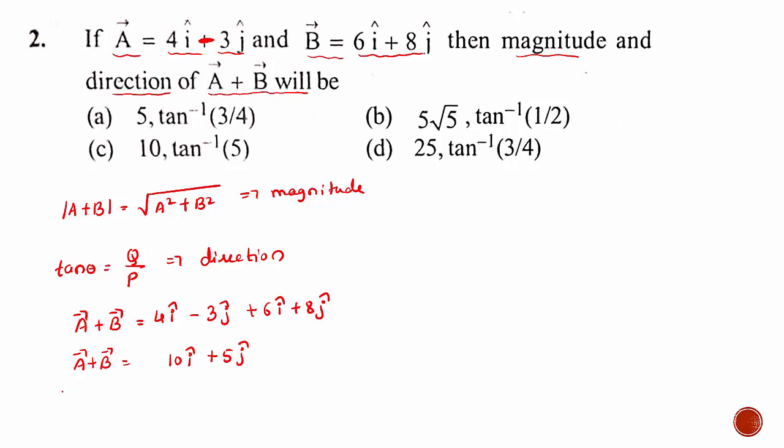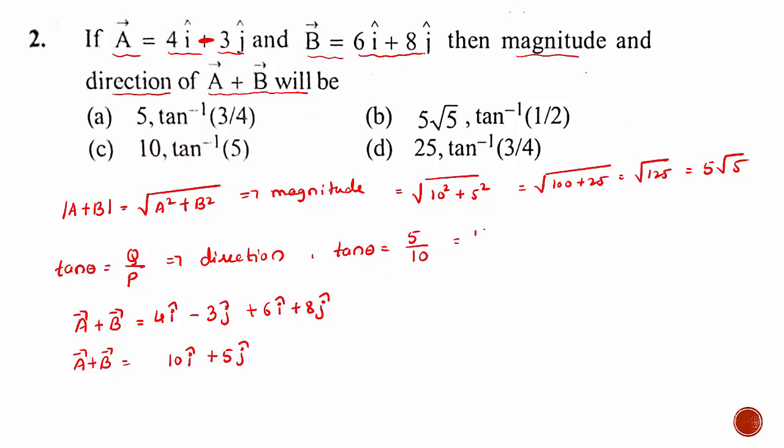Now we can find its magnitude. Magnitude means we can use this equation: vector A plus B is equal to square root of A square plus B square. Its magnitude is 10 square plus 5 square, 100 plus 25, that gives square root of 125, which is equal to 5 root 5. This is the magnitude. Then come to direction: tan theta equal to Q by P, the component of j divided by the component of i. The values are 5 and 10.